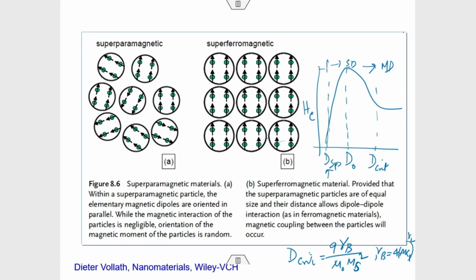You will not see any hysteresis in superparamagnetism. Why? Because there is no remnant magnetism. So why would you see a hysteresis loop? You will see a single line like that. If I plot B versus H in superparamagnetism, it will look very simple like this. You will not see any hysteresis loop because there is no coercivity.